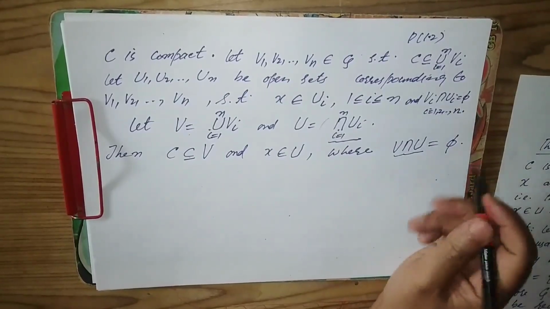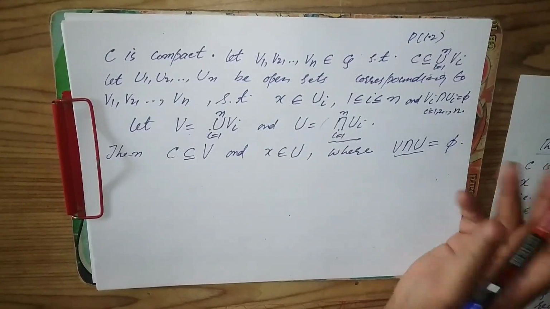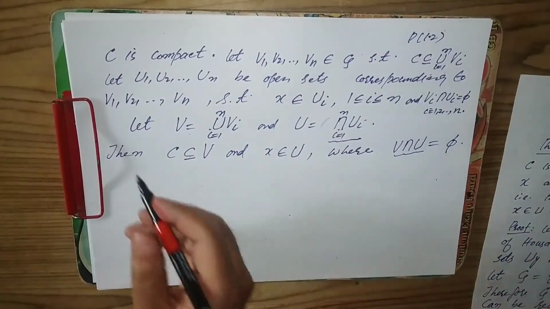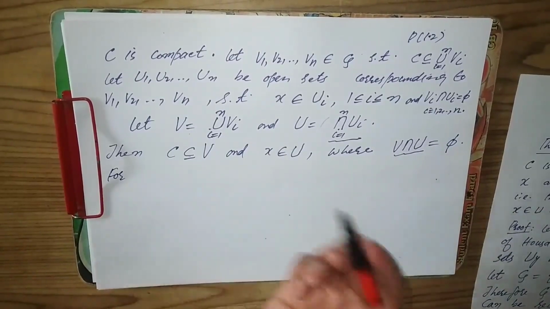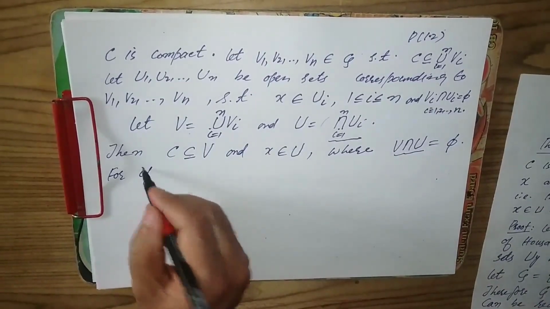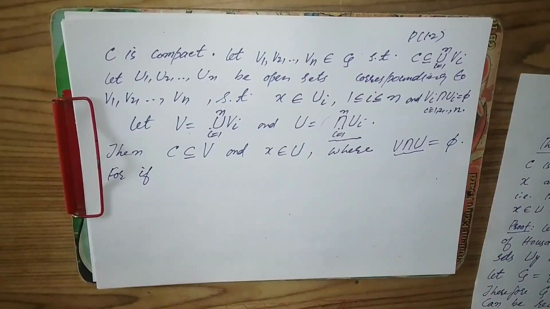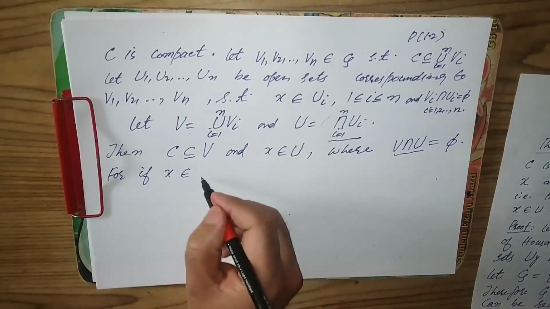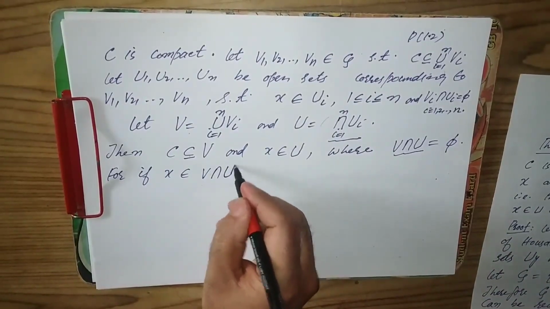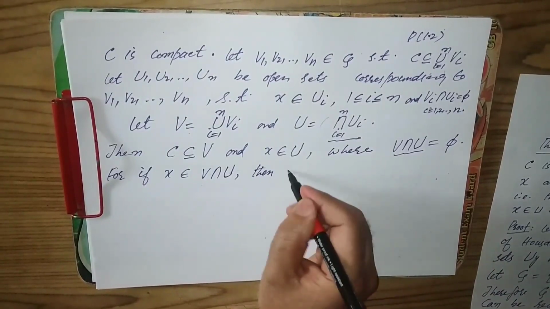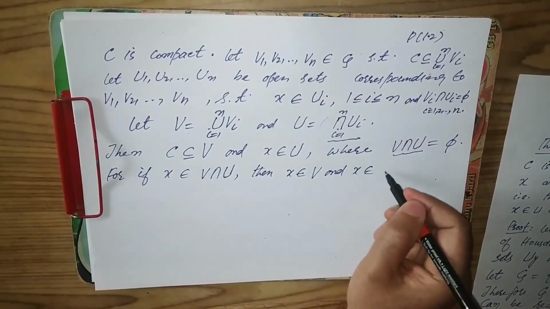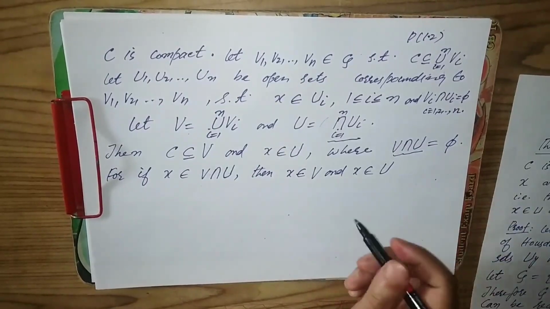So you can easily verify this. It's a phi set. Suppose these two sets are not disjoint. So let me show it here. Let's say x belongs to this intersection V intersection U, then x belongs to V and x belongs to U.